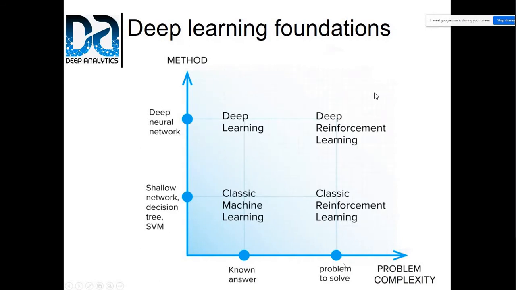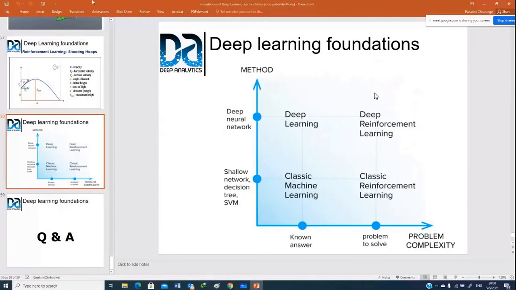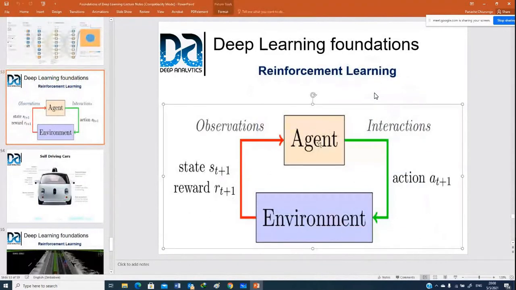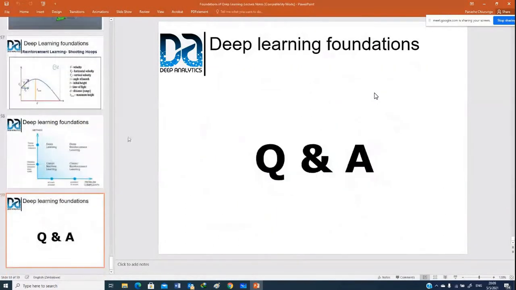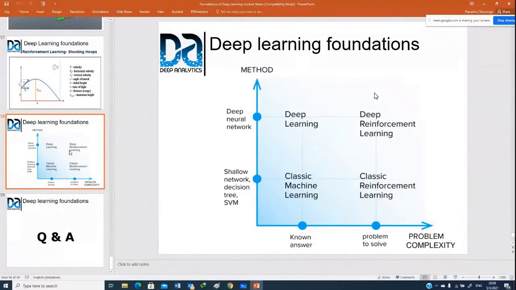When you've got a more difficult problem to solve, if we increase the complexity of the problem, you can use classic reinforcement learning to solve it. But if you want a better technique, you can use deep reinforcement learning. By deep reinforcement learning, we're simply saying that the agent is a deep learning agent, instead of an ordinary machine learning algorithm. So deep learning allows you to solve quite complex problems, as opposed to classic machine learning, right?